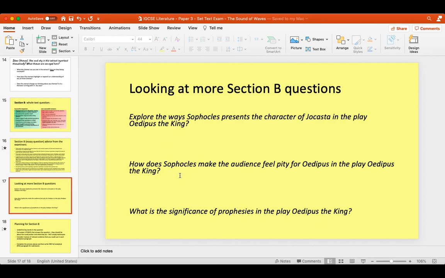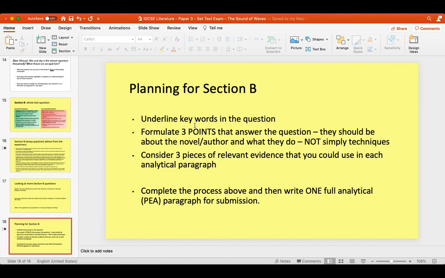You can have a go at some of these for practice. And of course, as always, if you send any of these to me, I will give you some feedback. Remember, planning for section B is really important. Basic thing that you must do is underline keywords in the question, formulate your 3 points that answer the question. Remember, points should talk about what the text does. It should not just simply be about techniques. Consider 3 pieces of relevant evidence that you can use for your paragraphs, and then write your 3P paragraphs for each, for the full essay.